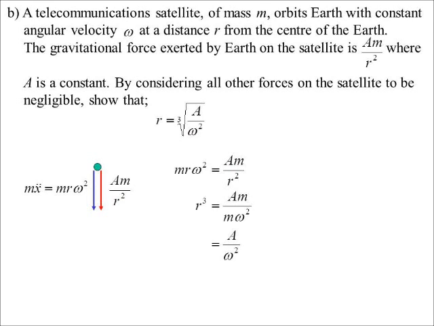The masses, of course, will cancel. If I multiply by the r squared, I'll get my r cubed. We get r cubed is a on omega squared, and it actually drops out very quickly. The cube root of a on omega squared.